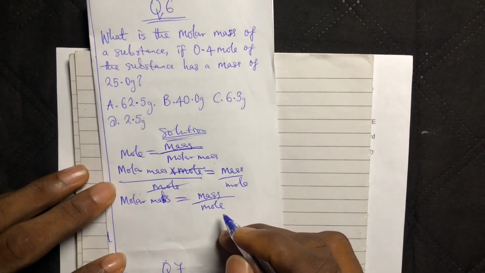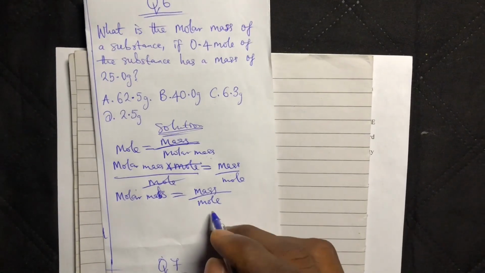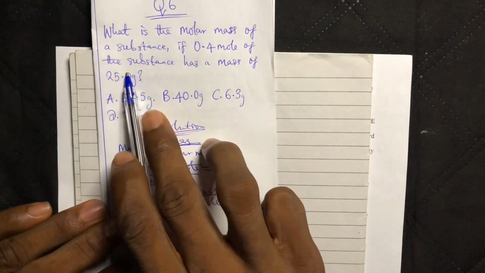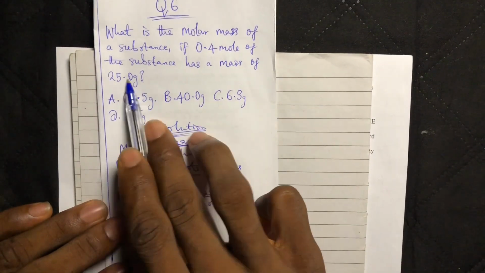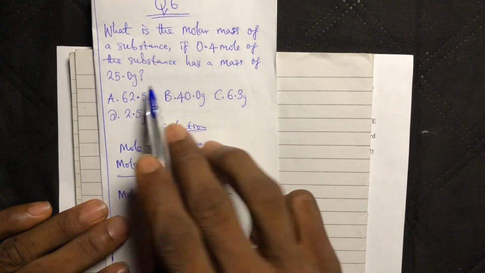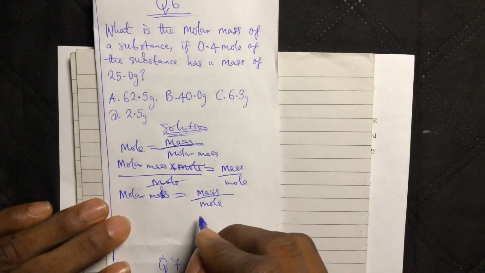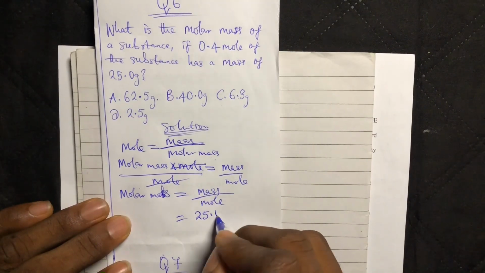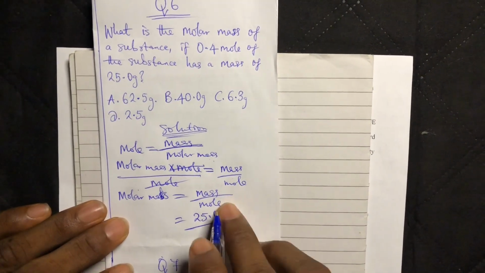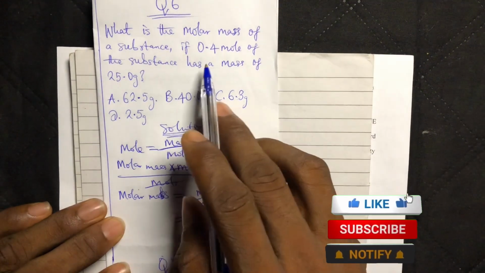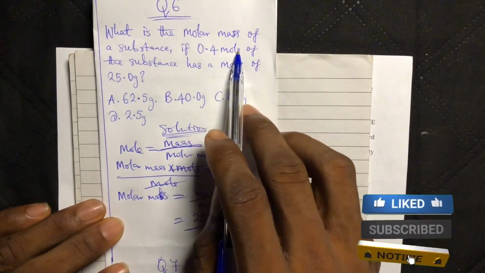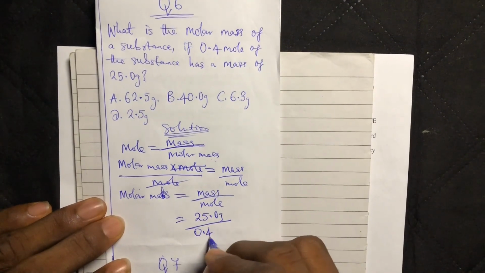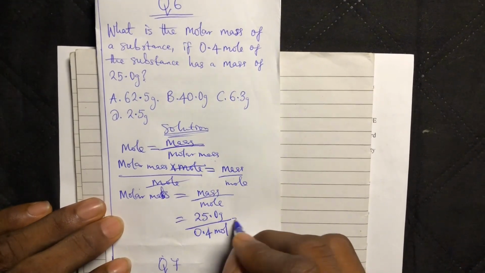So now that we have the molar mass equal to mass over mole, let's input our values. What is our mass? Check the question. The question says that the substance has a mass of 25.0 gram. So our mass here is 25.0 gram. Now what is our mole? You also check the question. Our mole is 0.4 mole. That is the value for our mole. So we write 0.4 mole. Now let's calculate together.